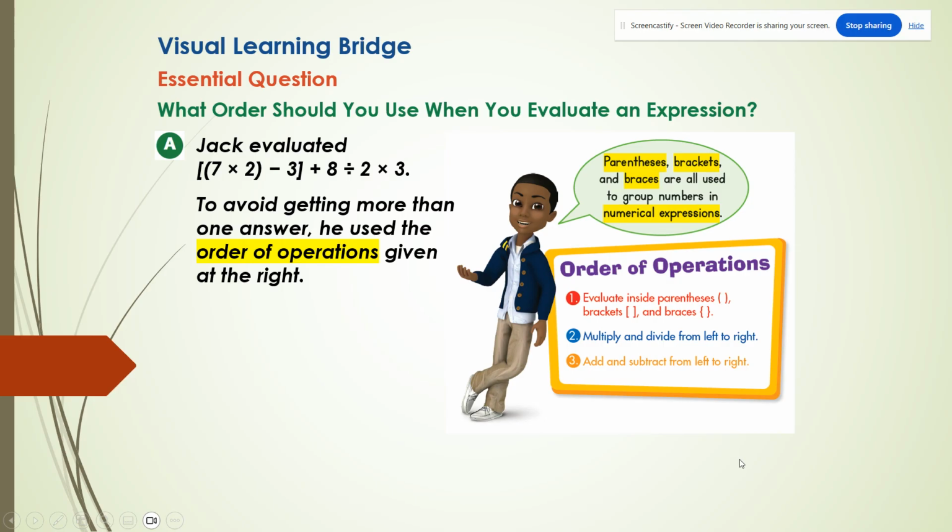So let's think about what order you should use when you evaluate an expression, when you're calculating and coming up with what the total for that expression is. To avoid getting more than one answer, you're going to use order of operations. So let's explore how Jack did this. He followed the steps.